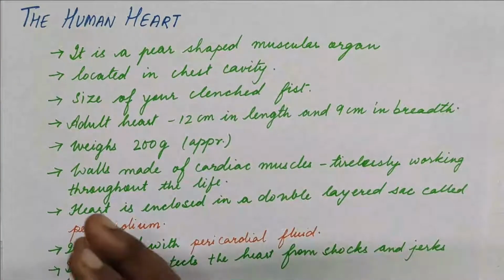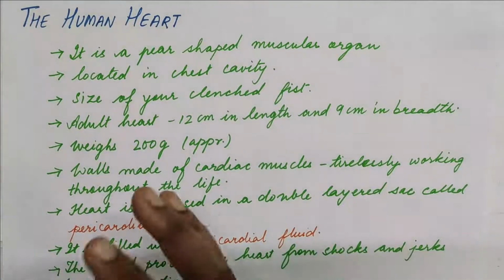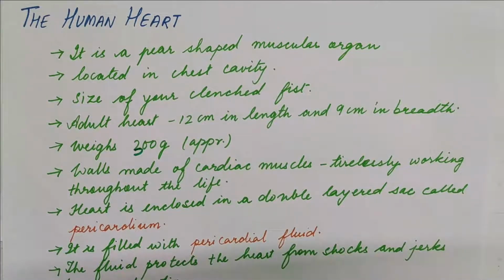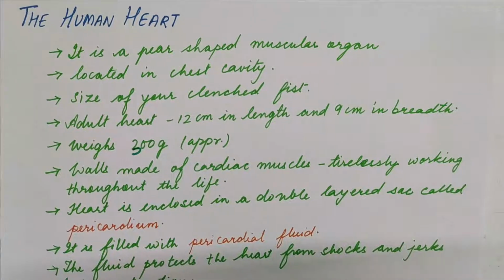The adult heart is around 12 cm in length and 9 cm breadth-wise, weighs around 300 grams approximately, and the wall of the heart is made up of cardiac muscles which are working tirelessly throughout your life. Even when you sleep, the heart muscles are working, and these heart muscles are helping in pumping the blood.